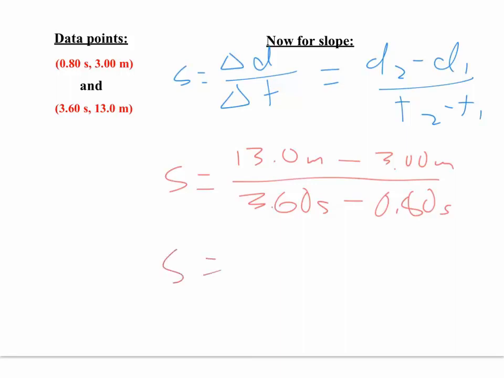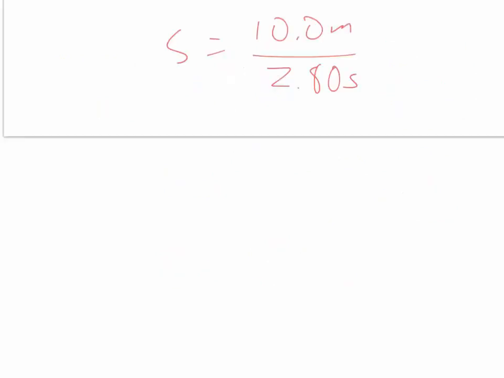13.0 minus 3.00 meters, so I've got 10.0 meters. All right, over the difference between 3.60 and 0.80 seconds, that would be 2.80 seconds. When I evaluate 10.0 divided by 2.80 seconds in my calculator, it's going to return a non-repeating decimal of 3.571428571.